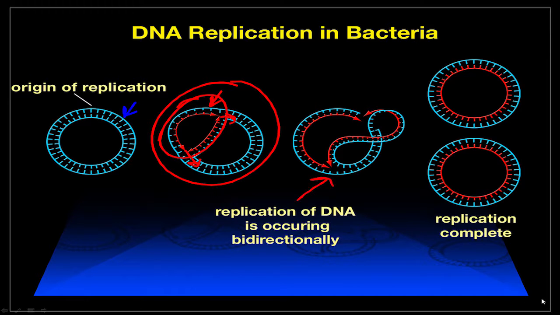And as it continues, you see that here the two forks are just about done. There's only this area here that remains to be polymerized. When the two forks meet each other, the two new circles separate and replication is complete. I wanted to say it's as simple as that, but it's really not that simple. But this part isn't so bad.